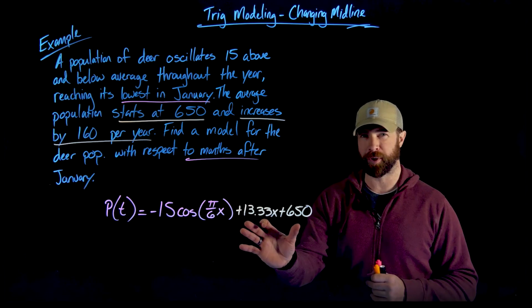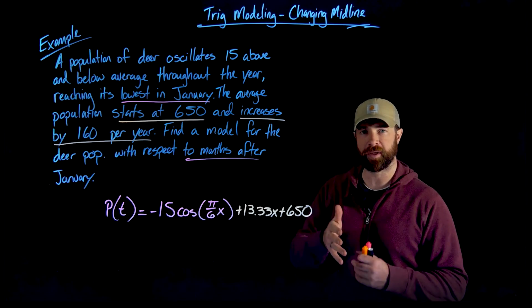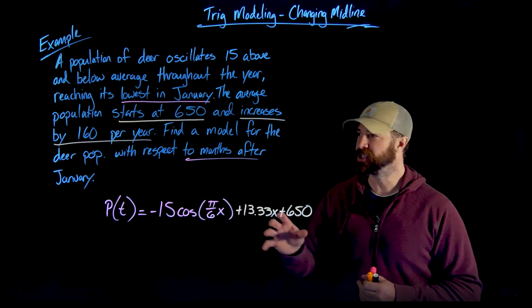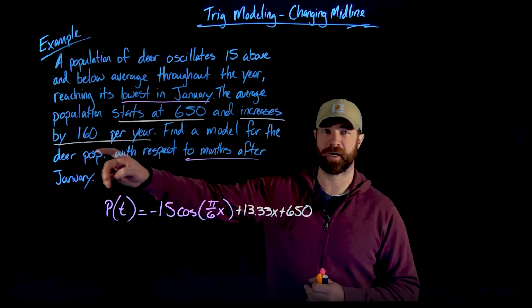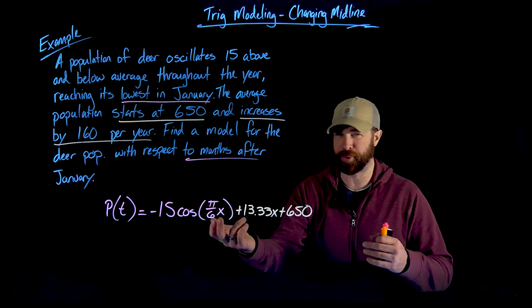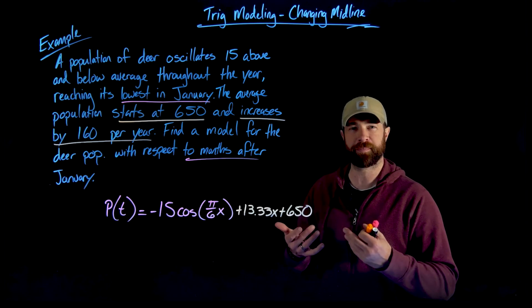And this was separate work. Again, the 650 is the starting point. It's the B value for this mx plus b. The 13.33 is just a revised version of the 160 right here. It's 160 per year, but our input is per month. So we need to define this slope in terms of per month.